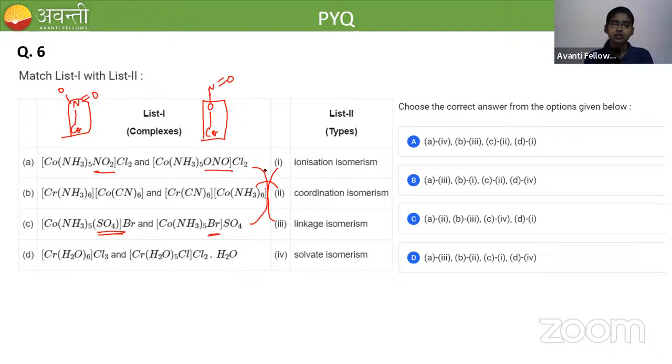And coming to the last one, you can see there are different H2O molecules present inside the complex as ligand. So it is an example of solvate isomer. So A3, B2, C1 and D4, which is given in option D. That is the correct answer. Okay.